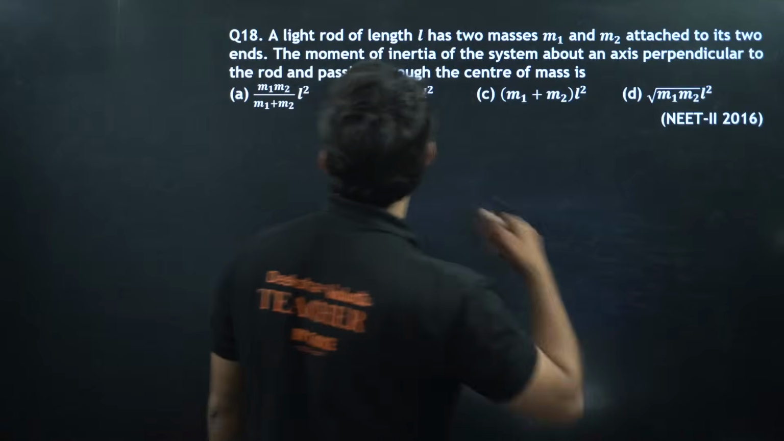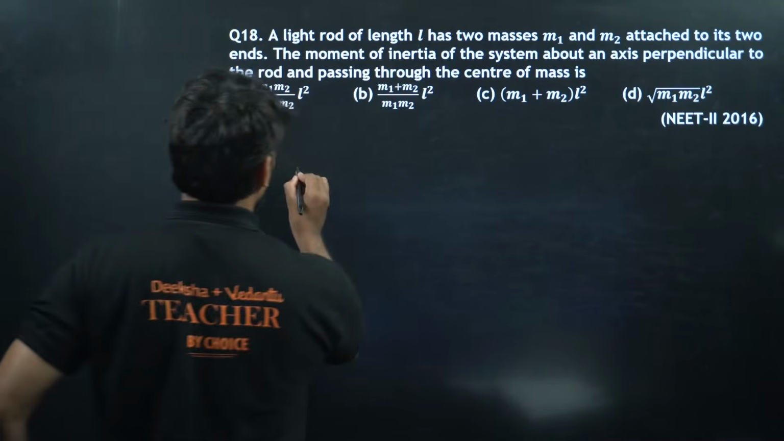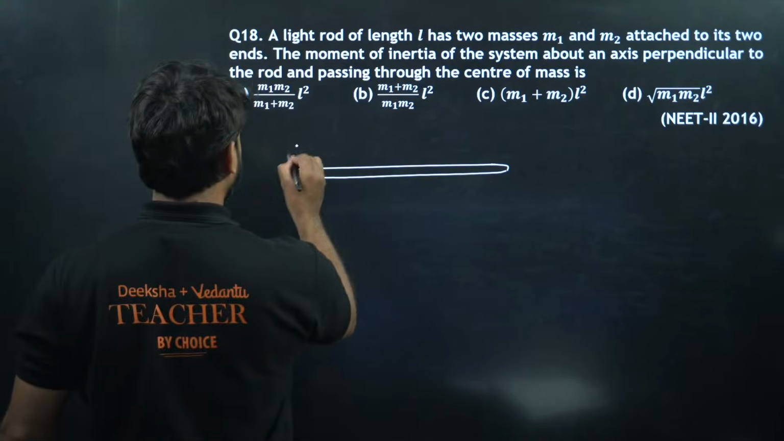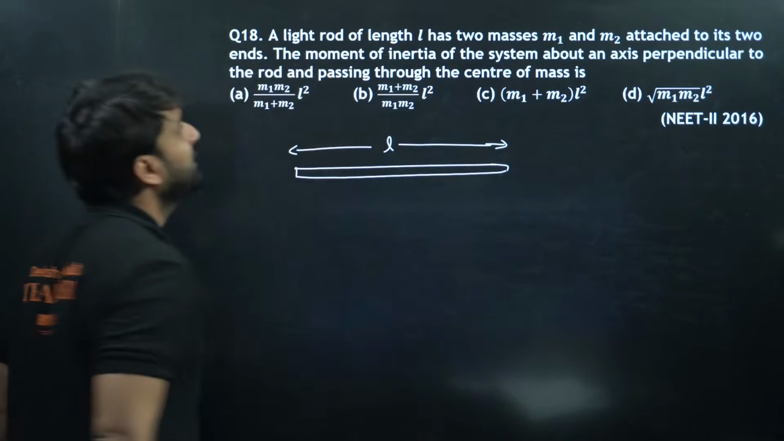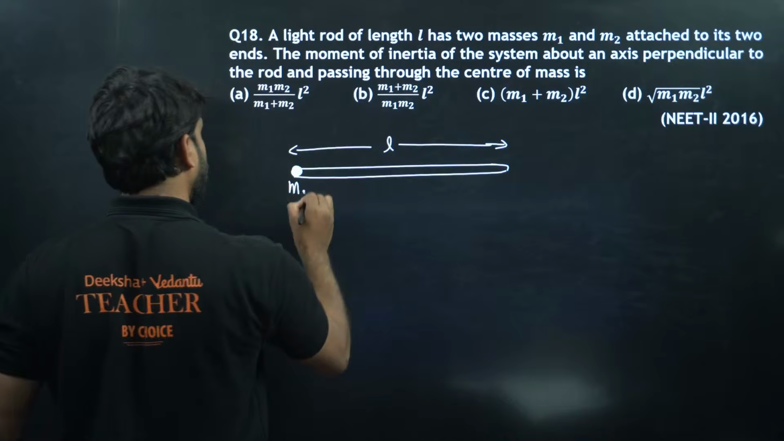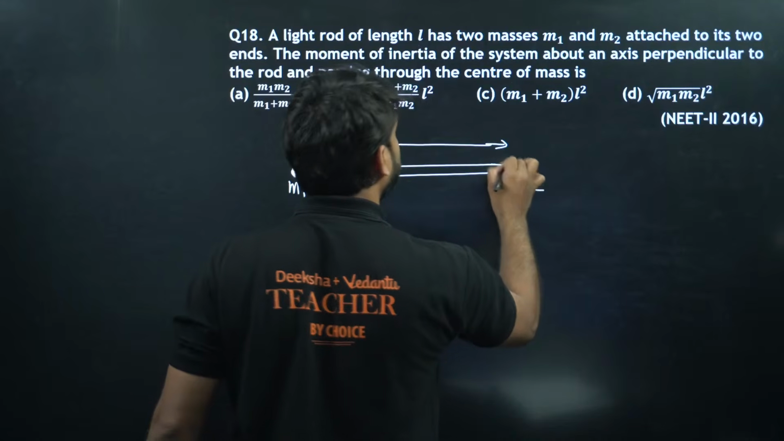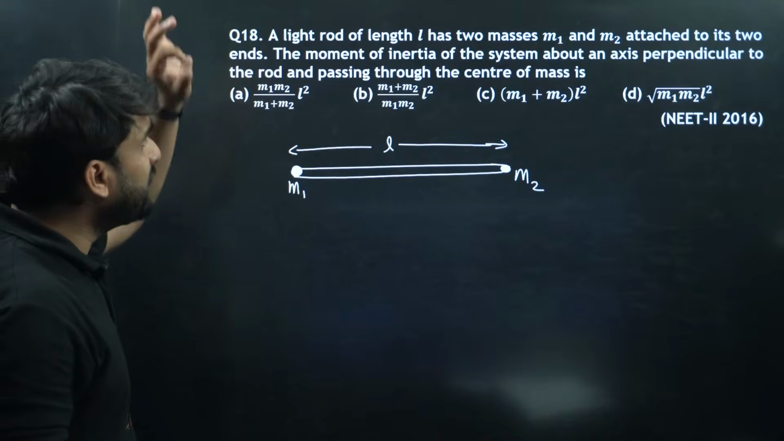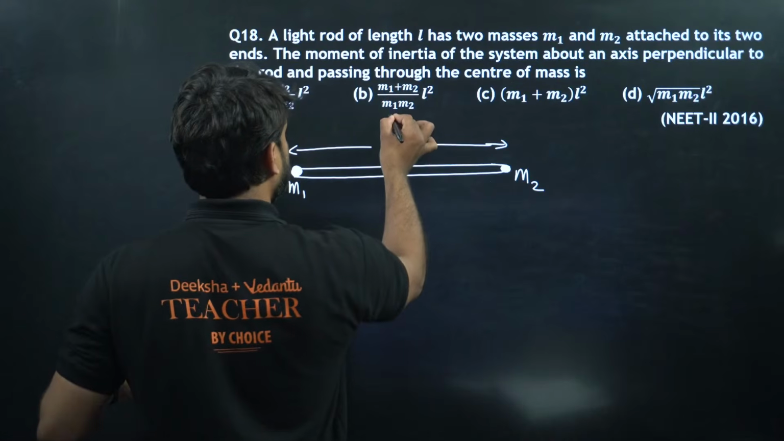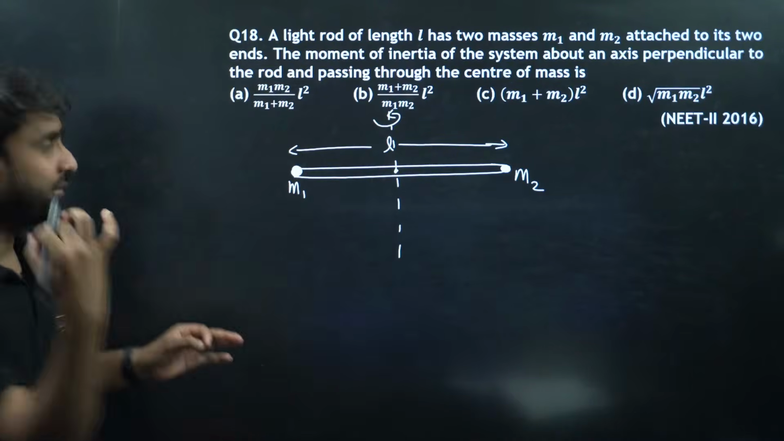A light rod of length L has two masses M1 and M2 attached to its two ends. So there is a rod here, and the length is L. This complete length is L, and at this end M1 mass is attached, and at the other end M2 mass is attached. Very good. We have to find the moment of inertia of the system about an axis perpendicular to the rod and passing through the center. So there is an axis here passing through the center, and we have to find the moment of inertia.